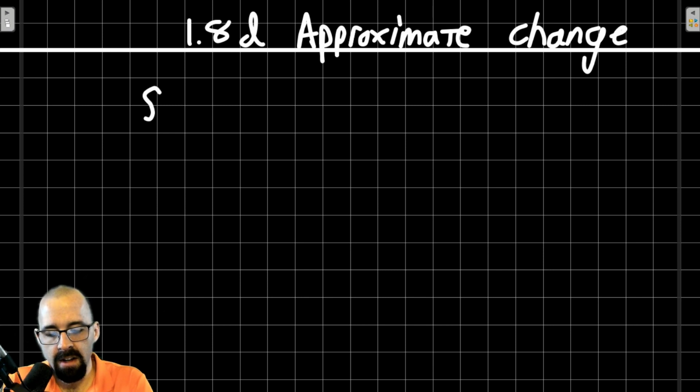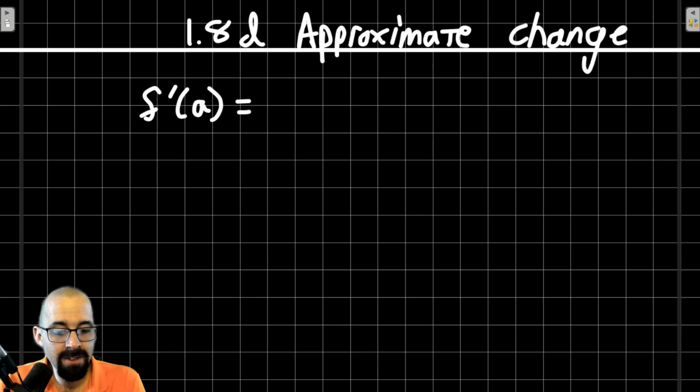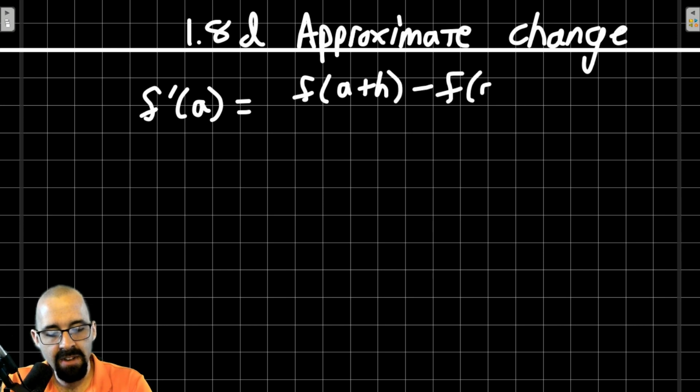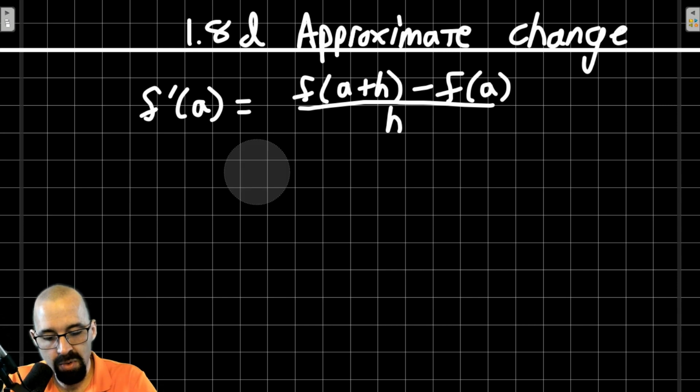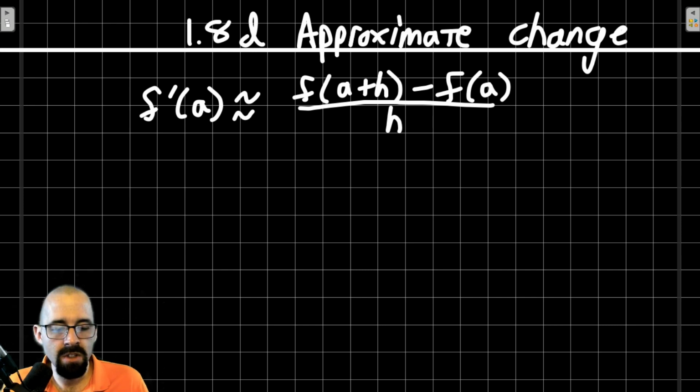So remember that thing that everyone asked about and everyone loved. The derivative can be written as a limit of the secant lines, right? And so we had something very similar, f of a plus h minus f of a all over h, approximately equal to the derivative. The exact derivative is this limit as h goes to 0. But for small h's, these things are very close to each other. So we can approximate change with this.